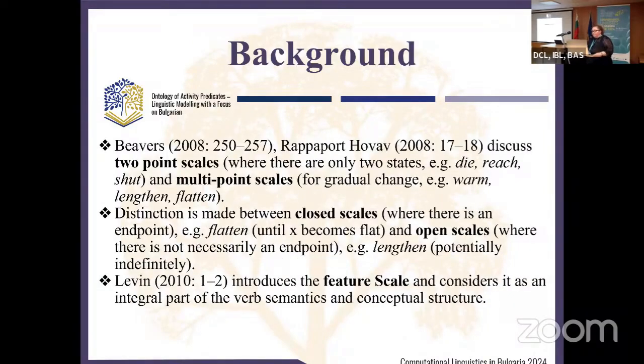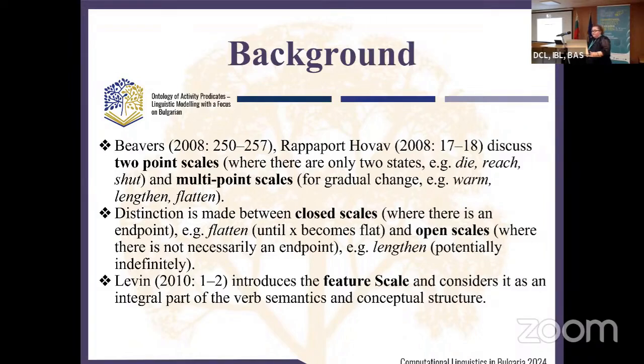Some authors also distinguish between two-point scales, for example with verbs like die or reach or shut. The door is either not shut and then it becomes shut. So just two points, it can't be halfway, although in some contexts it might. But other verbs have a multi-point scale. For example, warm: you can warm something gradually, and it can get warmer and warmer and warmer.